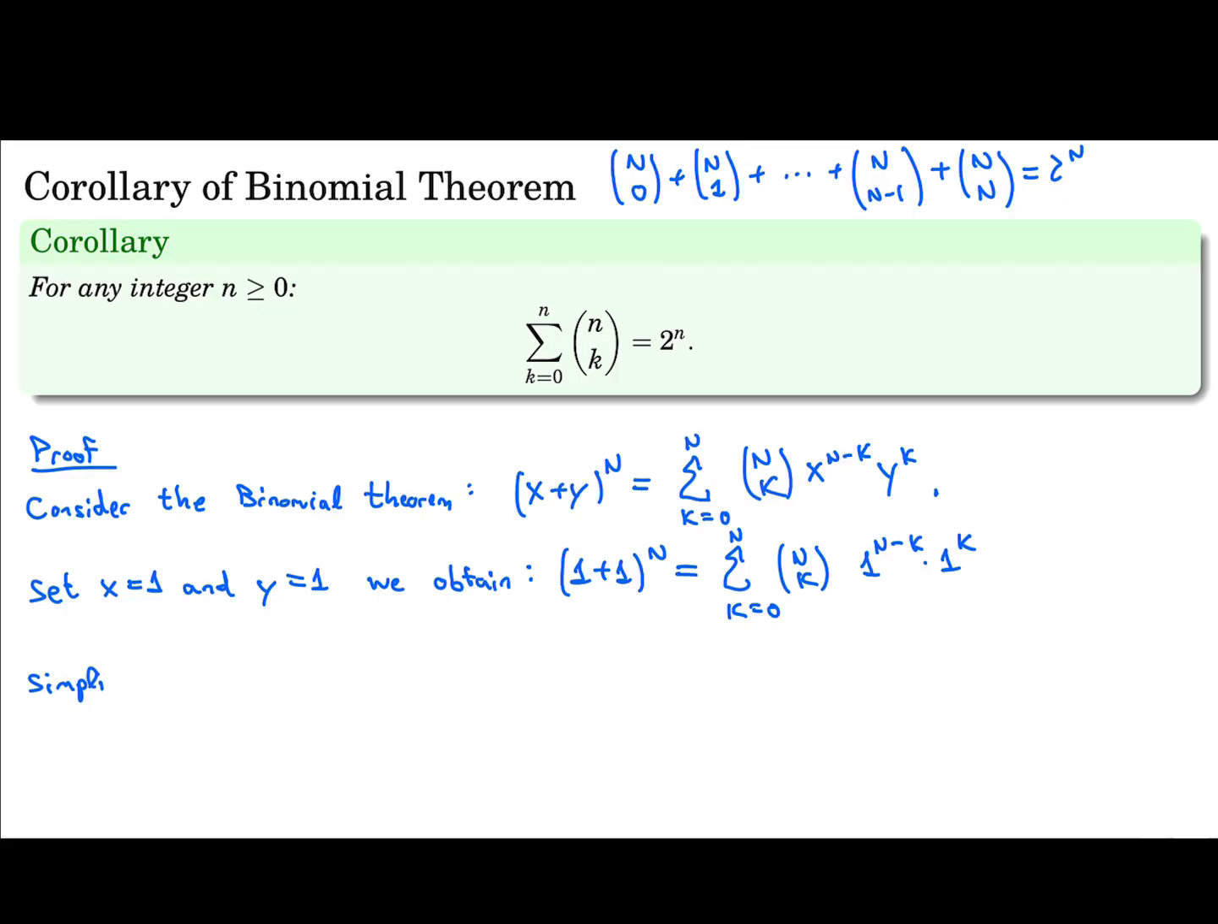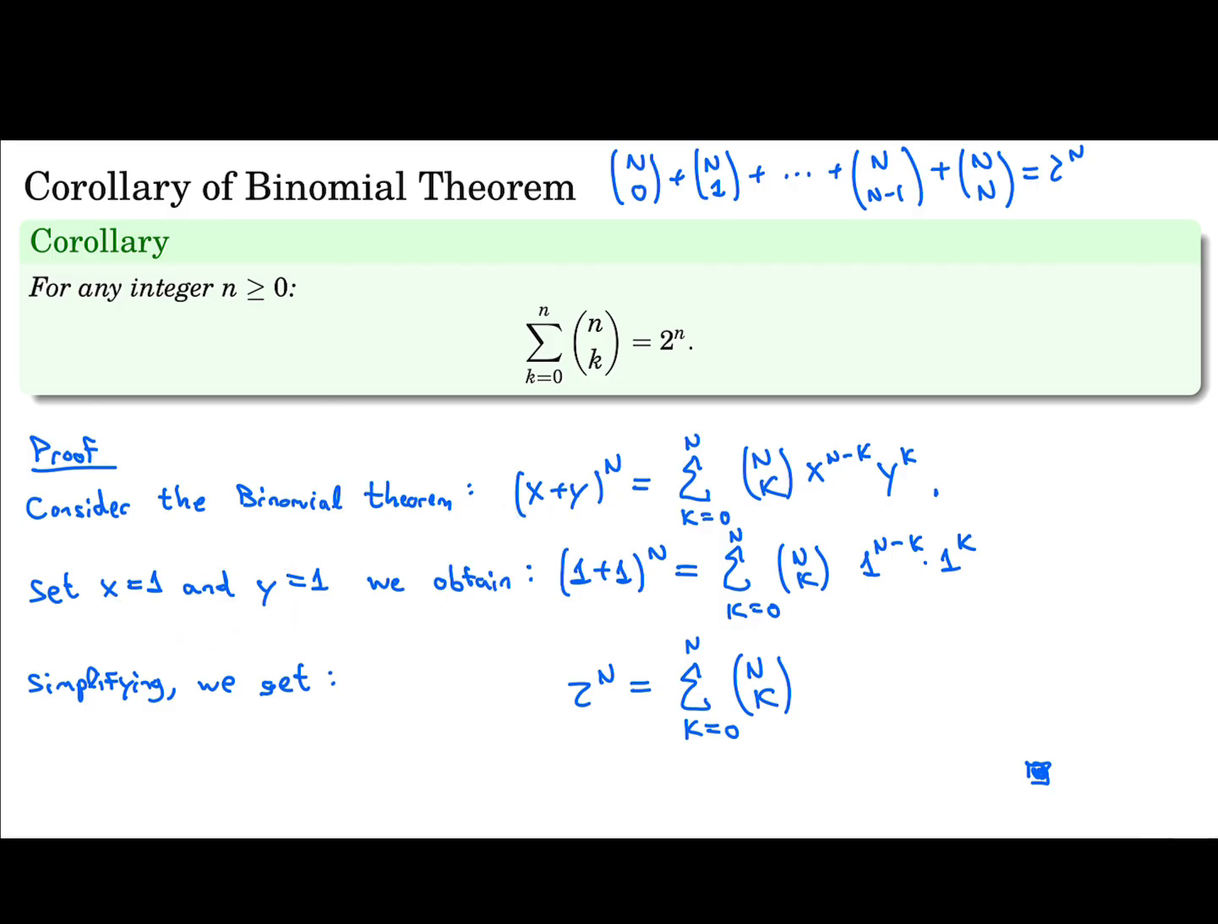we get our result essentially. So on the left side we'll have 2 to the n, and on the right 1 to the power n minus k and 1 to the power k is just 1, so this would just be our summation of k equal to 0 to n of n choose k, which is exactly what we were wanting to prove. So you can prove this identity by just applying the binomial theorem and replacing values, right?